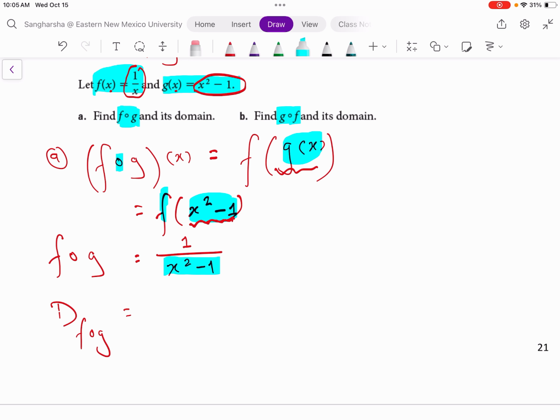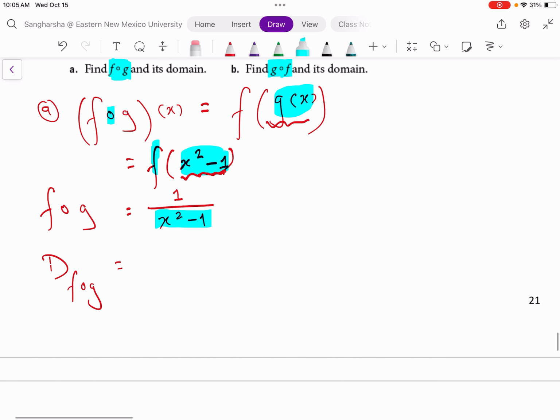That's right. So if we replace our x by positive 1, we get 1 squared minus 1, that is 0. In a similar way, if we replace our x by negative 1, we have 0 in the denominator. And 1 over 0 is undefined. It means 1 and negative 1 are not in the domain. But every other number is in the domain for this function.